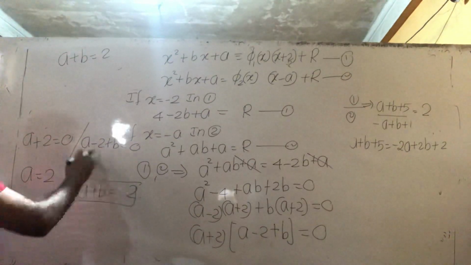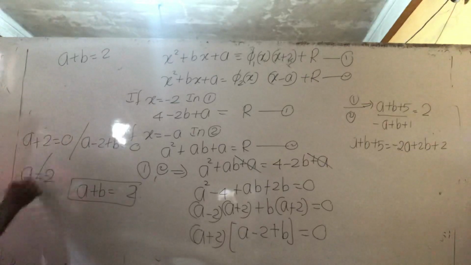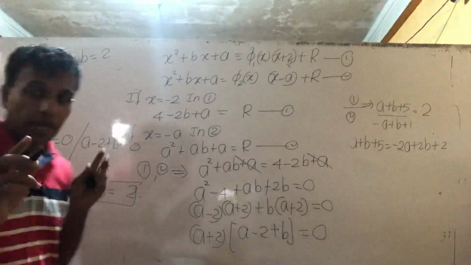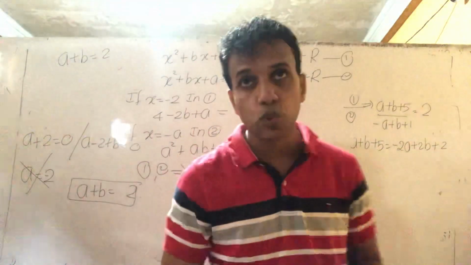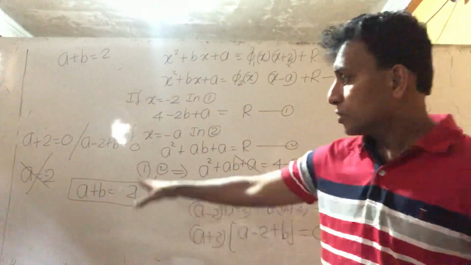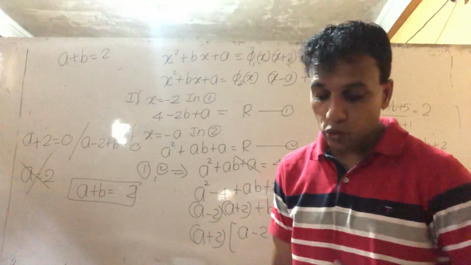Therefore, it is correct. Here they said the condition a is not equal to minus 2. Therefore, you can't take that part. So the answer is a plus b equal to 2. It's okay, right?